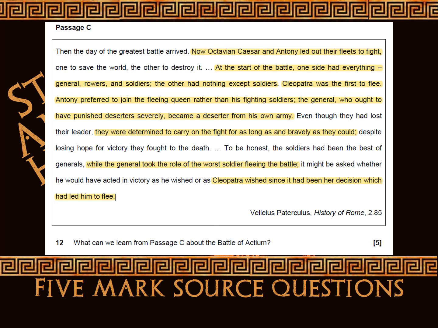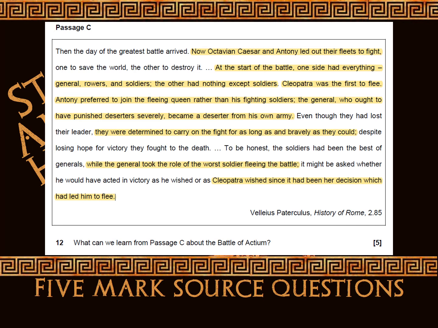Then the second bit is the description of the 2 sides. Obviously, there's a clear emphasis on the superiority of Octavian's forces, and the negative response of Cleopatra to this. Obviously, we'll pick out that she flees, she does run, she legs it. That's a key thing you could mention about the battle.